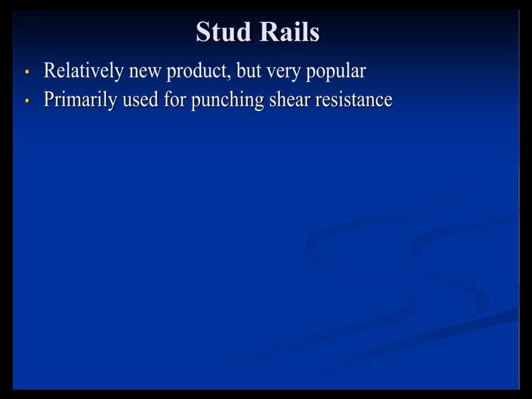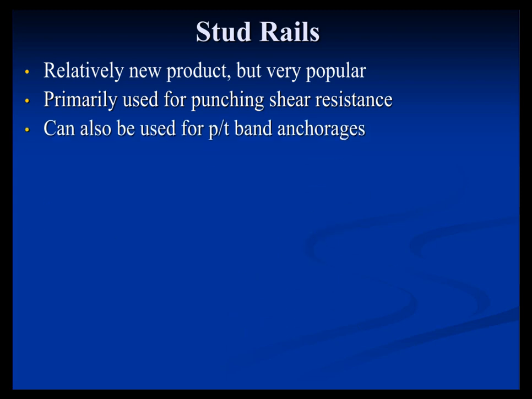Stud rails themselves are primarily used for punching shear resistance. They can be used like any other piece of rebar as you see fit, but for the most part, it is punching shear resistance. The reason I bring that up is because that's slightly different than caps or drop panels, which can be used for a couple different ways, primarily punching and then obviously flexure and deflection control. But for the most part, stud rails are primarily just used for punching shear resistance. As I mentioned, they have multiple uses.